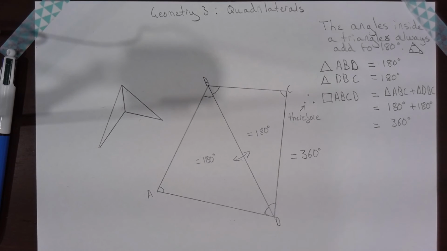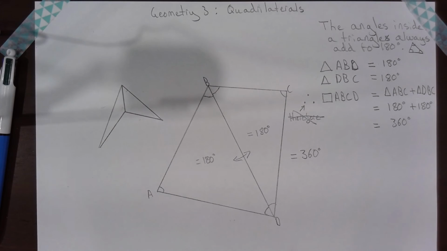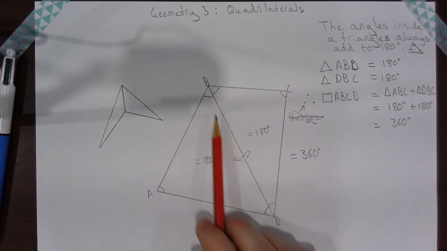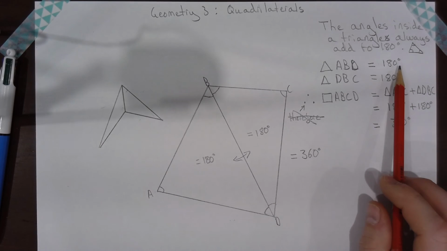And so that's actually all we need to know about quadrilaterals. As soon as we realize that a quadrilateral is just a 4-sided shape, that it can be separated into 2 triangles, and we know that a triangle equals 180 degrees, the internal angles that is, if we have 2 of them, a quadrilateral must equal 360 degrees. And that's everything we need to know about quadrilaterals.